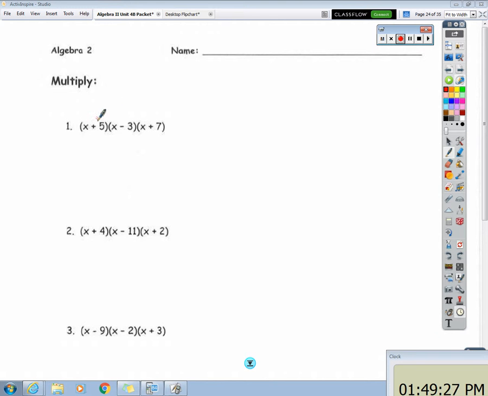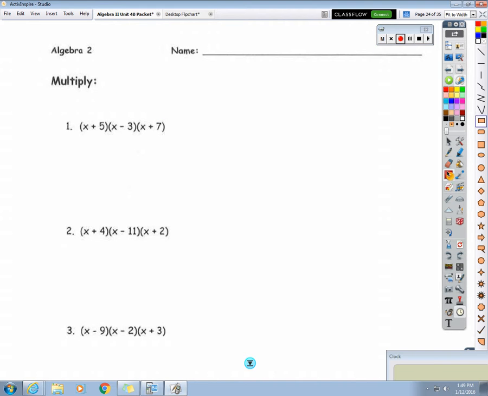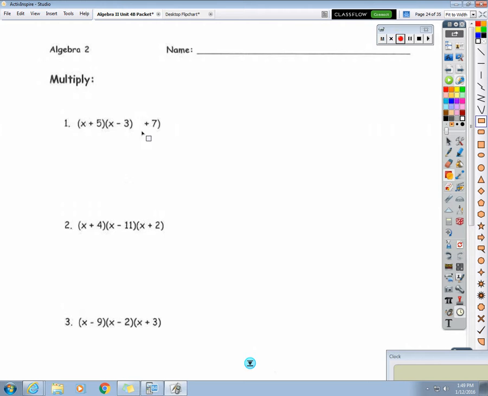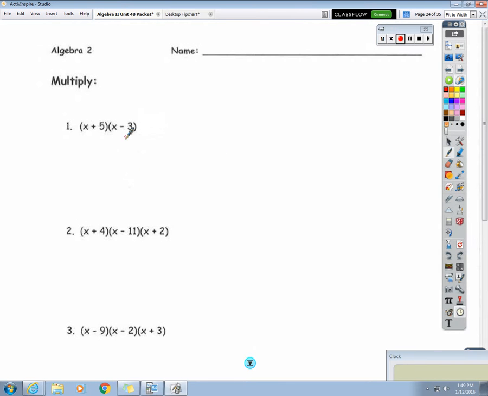Multiply x plus 5 times x minus 3 times x plus 7. For just a second, pretend that the x plus 7 isn't there, and then you obviously know what to do. What do we do? Correct. So x times x is x squared. X times -3 is -3x. 5 times x is positive 5x. And positive 5 times -3 is -15.